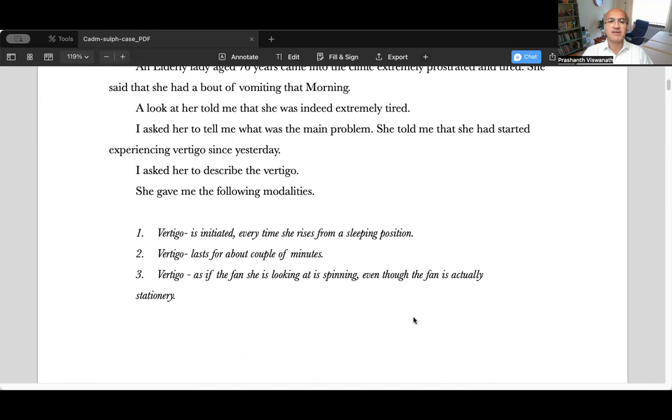She said vertigo is initiated every time she rises from a sleeping position, and vertigo lasts for about 2 to 3 minutes. Vertigo, it feels as if any object that she was looking at, like for example, she took the example of a fan. While she was looking at it, it felt as if it was spinning around her, even though she knew that the fan was stationary.